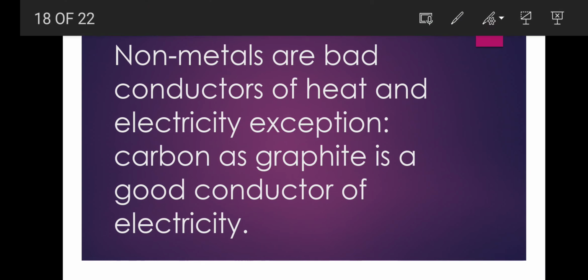Now next, non-metals are what? Bad conductors of heat and electricity. The exception is carbon. Carbon in the form of graphite is a good conductor of electricity. Remember, all the exceptions are very, very important. Okay. So what we studied about the metals is that metals are good conductors of heat and electricity. But what about the non-metals? Non-metals are bad conductors of heat and electricity. But the exception is always there. What is the exception here? Carbon. In which form? Graphite form. Clear? Carbon in graphite form is a good conductor of electricity.